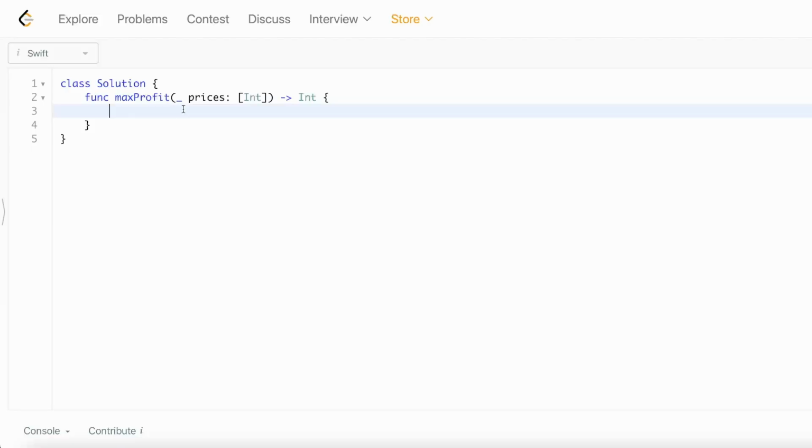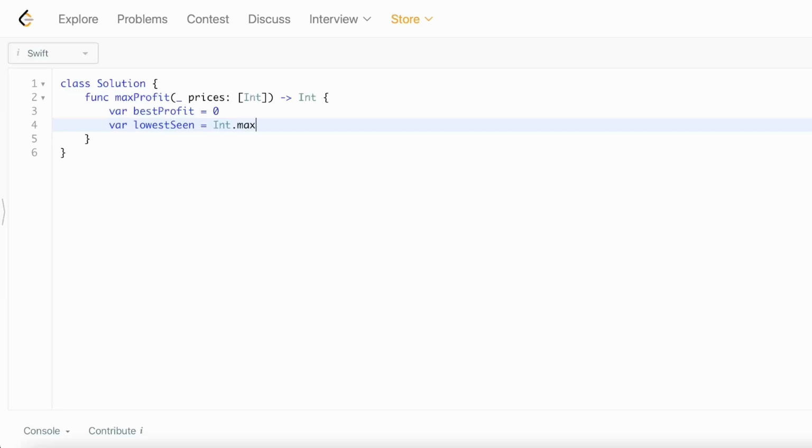All right, so we know that we need to keep track of a few things. So let's make an inventory of everything that we need to keep track of. We need to keep track of the best profit, and we're going to say that our best profit is 0. And we also need to keep track of the lowest seen. Again, we're going to start this off at int.max. If you make this 0, that would be problematic. But if you say int.max, that assumes that you're not going to be able to make any profit. And then at the end of this problem, we're going to return the best profit.